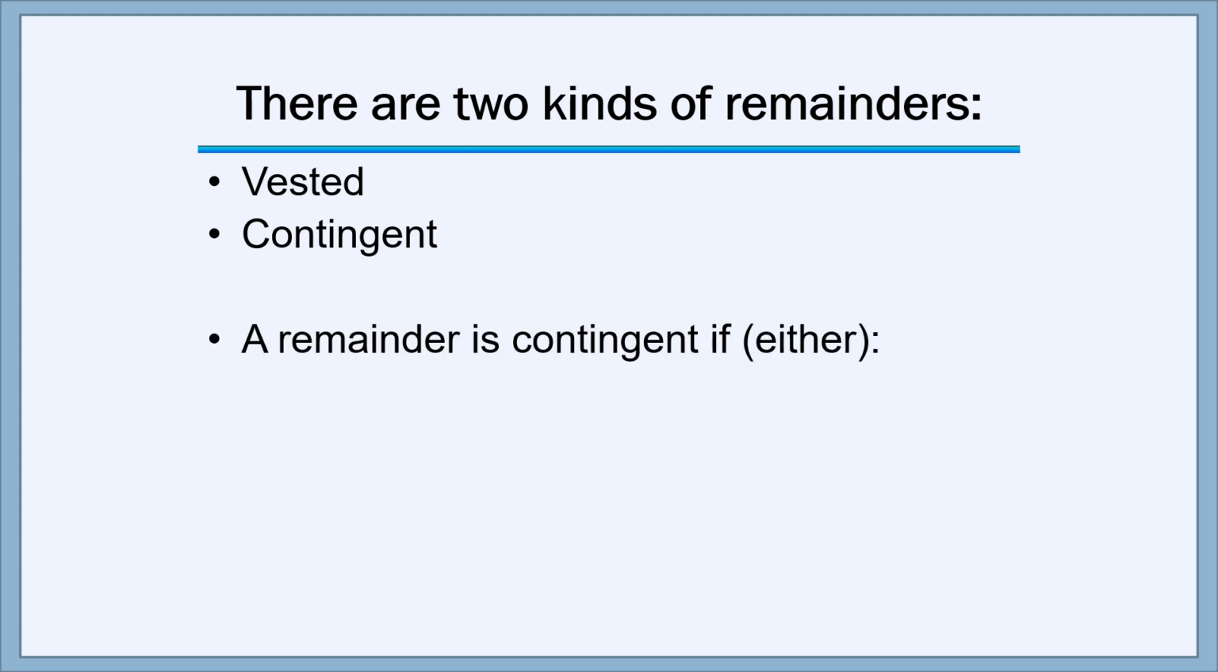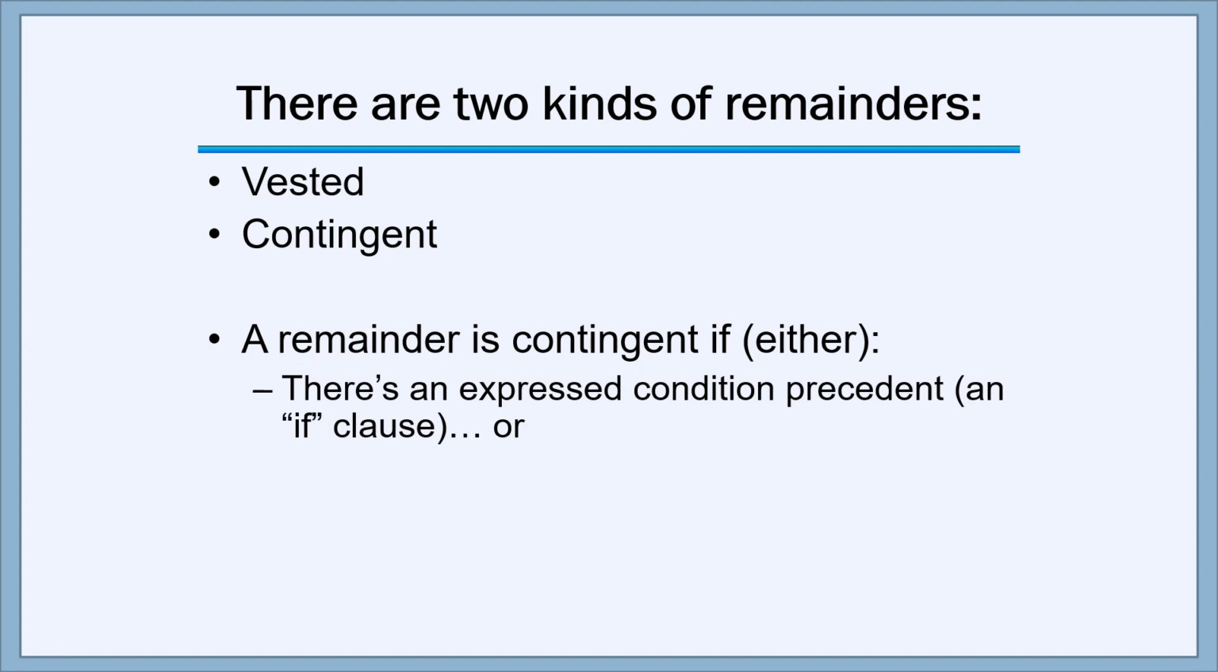The difference is this: a remainder is contingent if either of the following two things is true. Either there's an expressed condition precedent, you could say precedent or precedent, either one is fine, and by a condition precedent we mean an if clause, a clause that says somebody gets the remainder only if something happens.